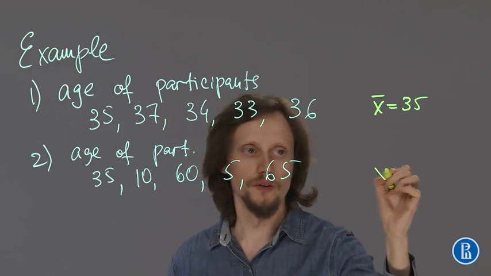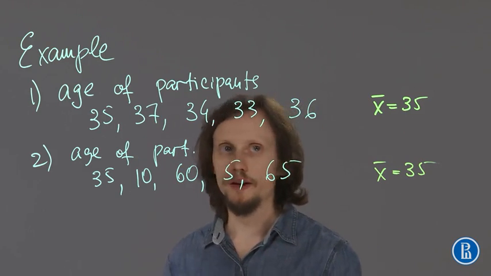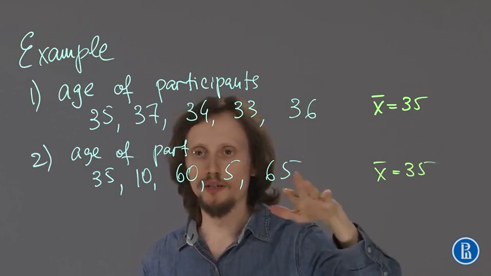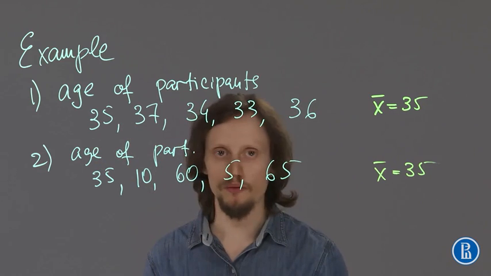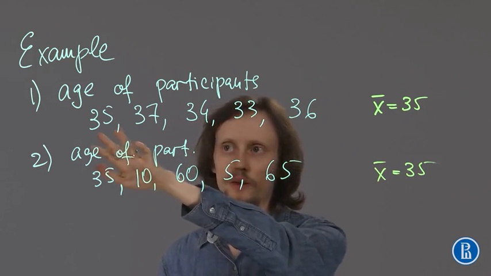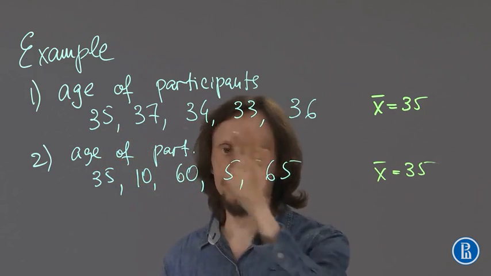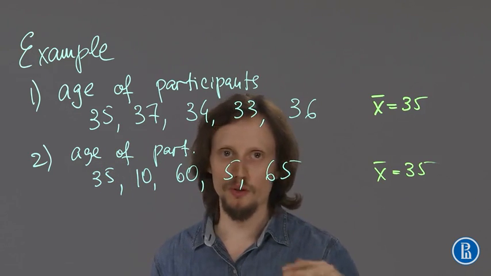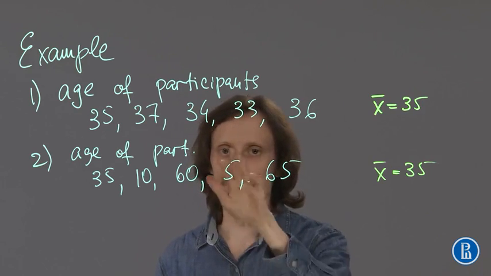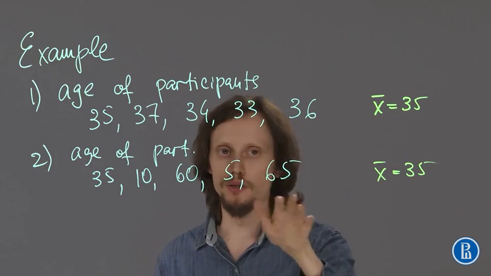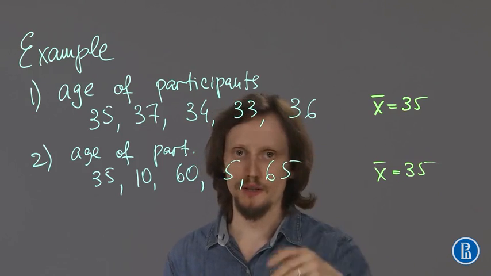You see that the answer is again 35. But it is clear that these two studies are in a sense different. This study is aimed at adult persons around 35 years, plus or minus several years. And this study is aimed not only at adult persons, but also at very young people, children, and some elderly persons are also included. So there is a clear difference between these two data sets.